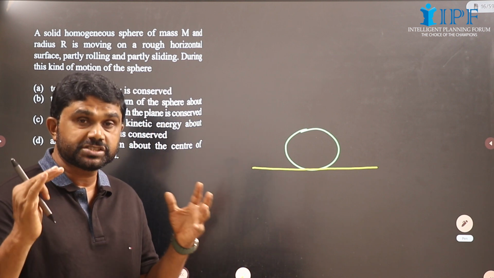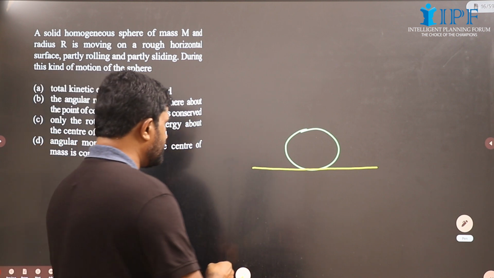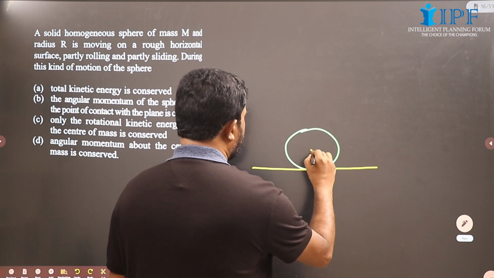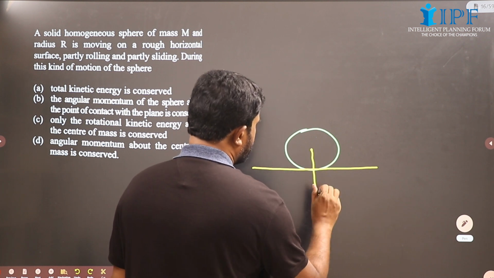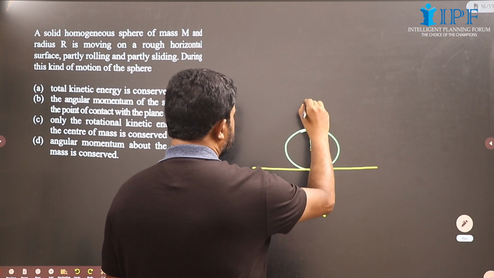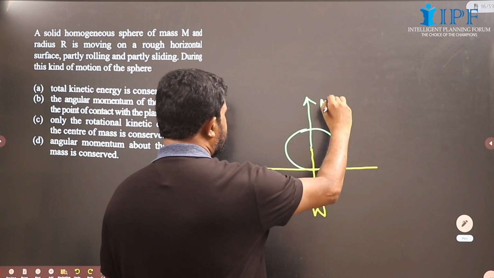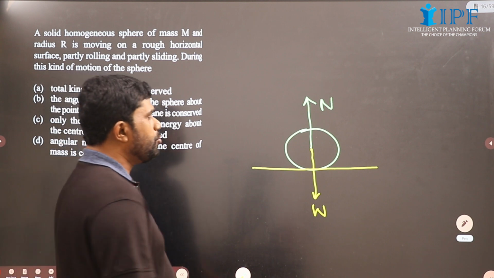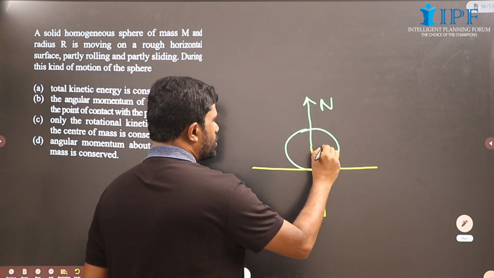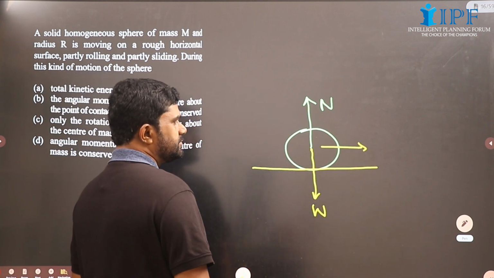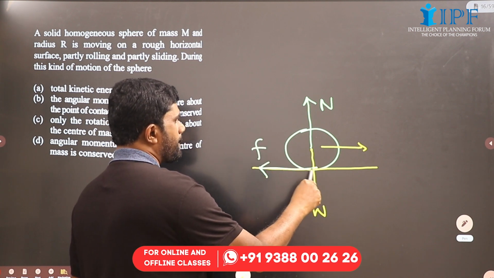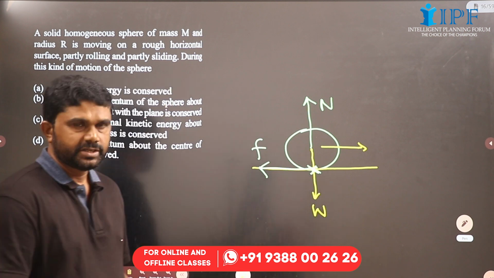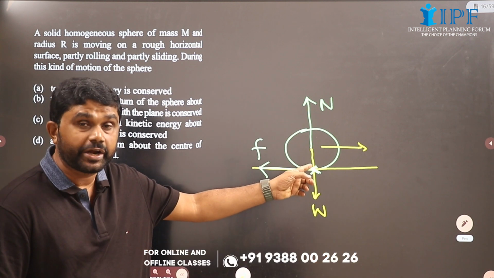What are the forces acting on that sphere? The forces acting on that sphere are, its weight will be acting vertically down, and the normal reaction will be acting like this. Now suppose it rolls like this. The friction will be acting like this. Friction. See, this is the point of contact.